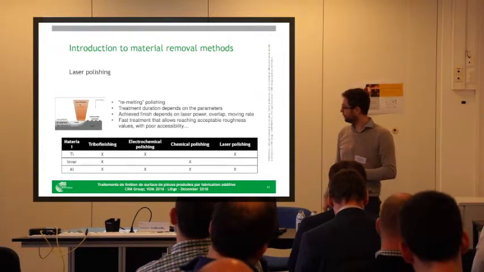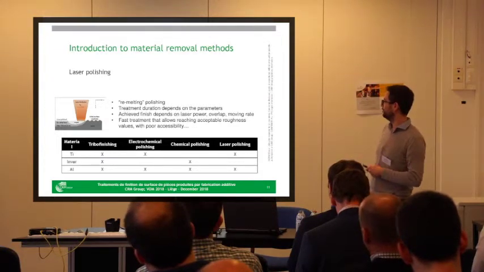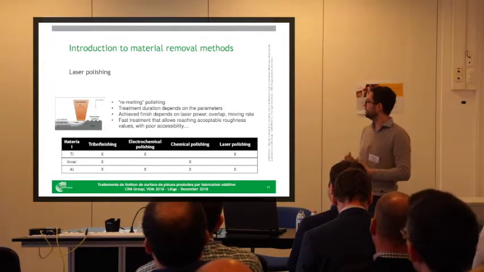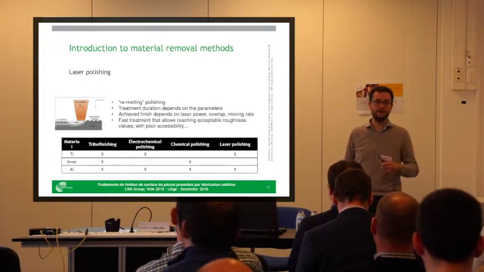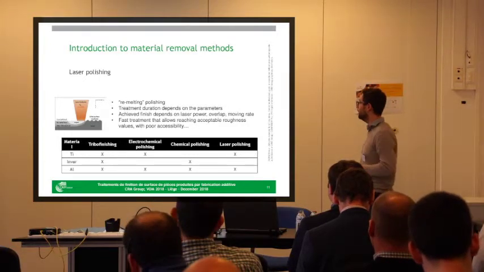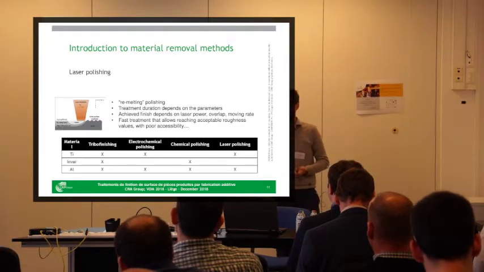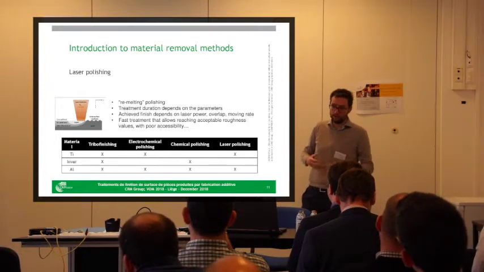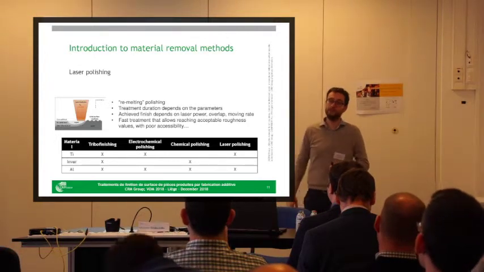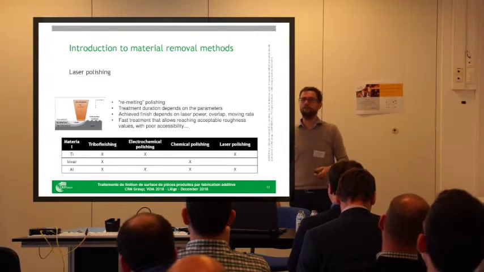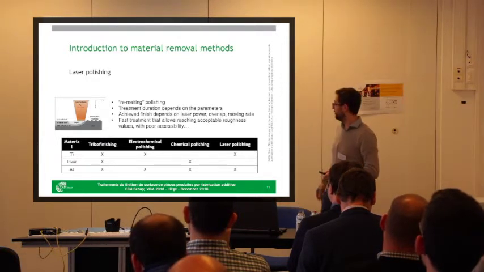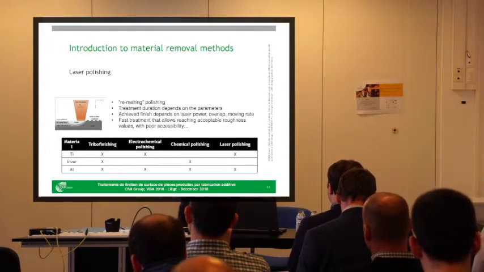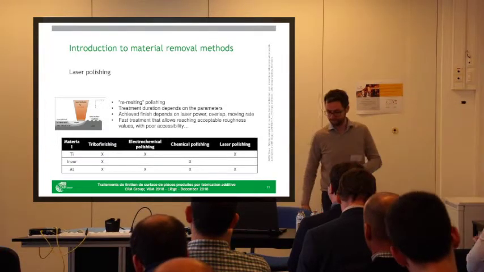So for the laser polishing, it is the last slide I have because it's the last test that we have done. It's only a remelting of the surface. The treatment duration depends on the parameters, namely on the scan rate of the system. There are lots of parameters to be tuned, so the overlap, the laser power, etc. And the treatment is quite fast, I think, for that kind of parts, but the accessibility is really poor. So it means that the laser has to reach the area to be treated. So in this presentation, I will give some results for those 3 materials and for those 4 methods.